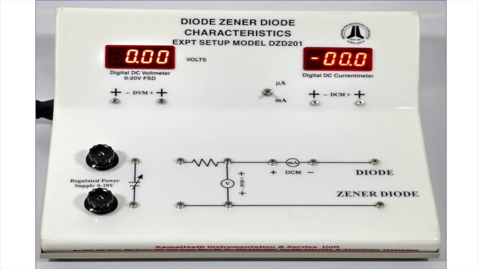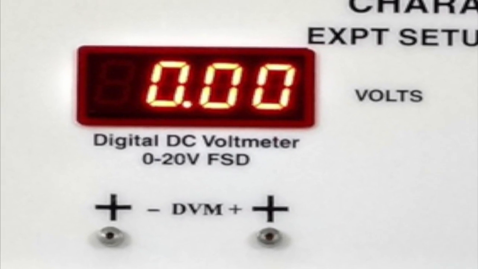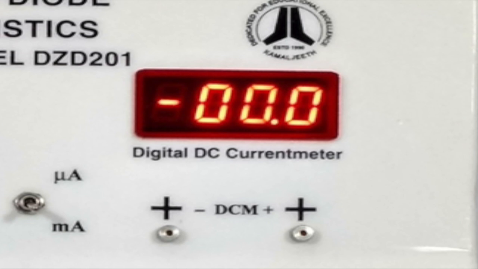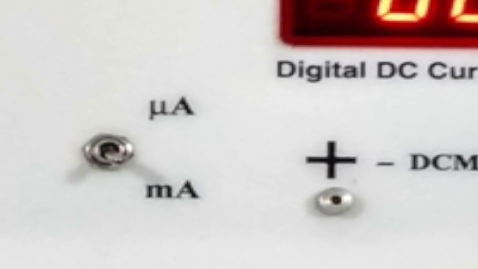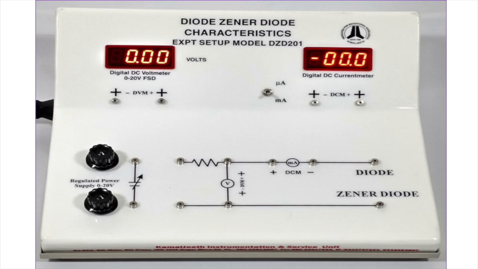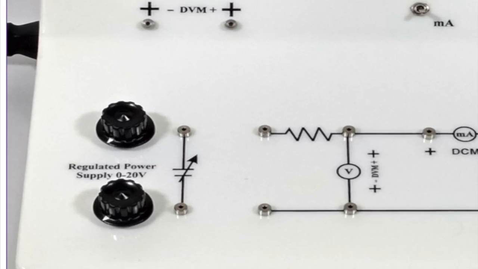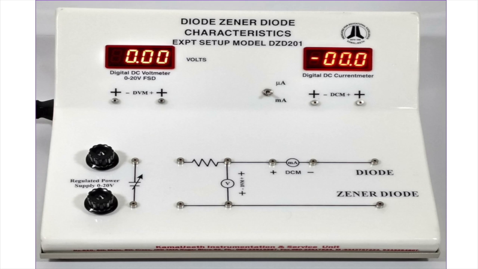Let us switch on the unit. On the left side, this is the voltmeter. Right side, this is a current meter which can measure current in both milliamperes and microamperes. If you put the switch up, it's a microammeter, and down it's a milliammeter. Down on the chassis to the left, we have two knobs to vary the DC supply voltage. One is for main or coarse variation and the other one for small or fine variation. This is about the unit.